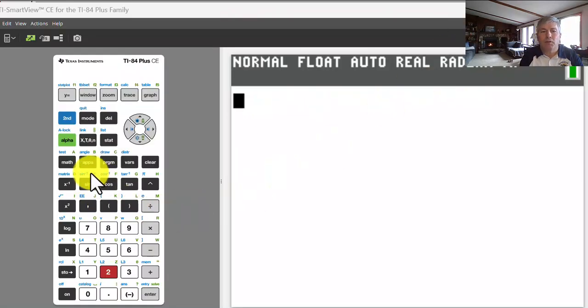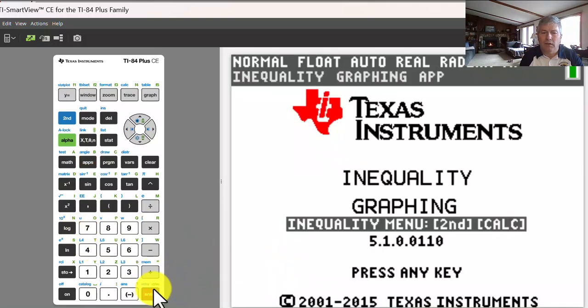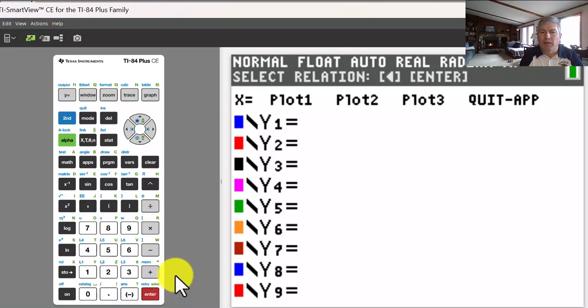So the first thing I'm going to do when I get to my graphing calculator is turn on my inequalities app. Under the apps key, I see under 7 is inequalities. You might have to cursor down a little bit further on your calculator to get that application running. So that application is now going. And I also want to note we've got this x equals here. We're going to graph that as well as an inequality.